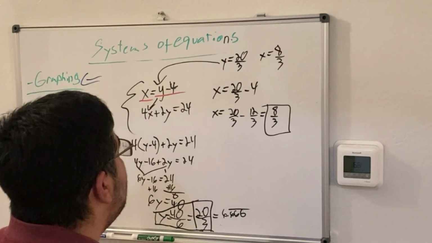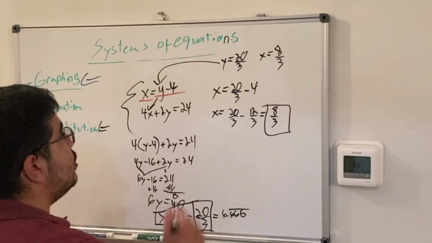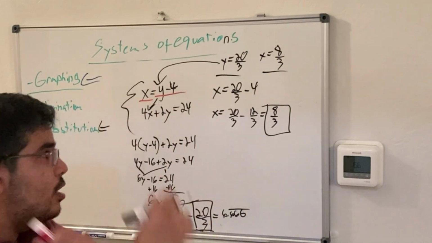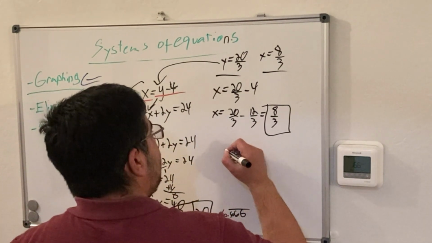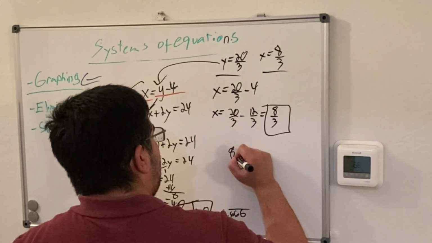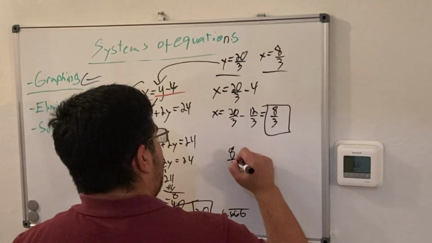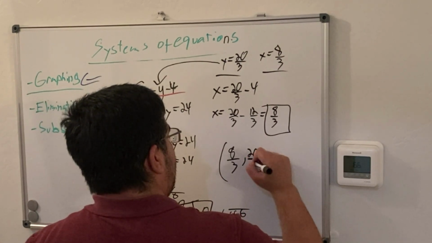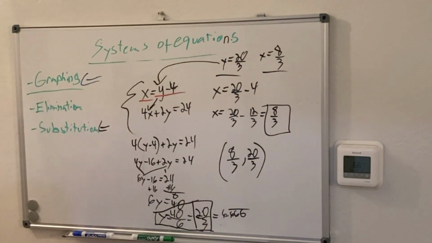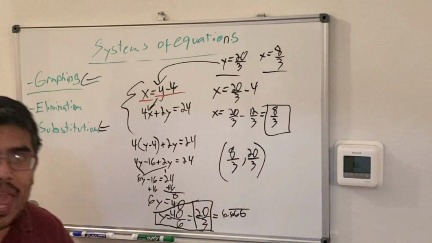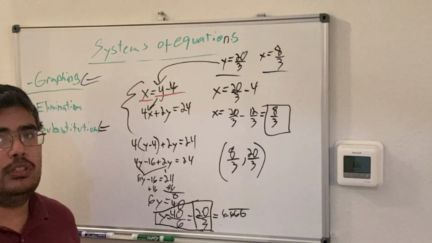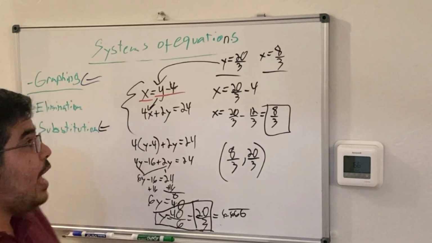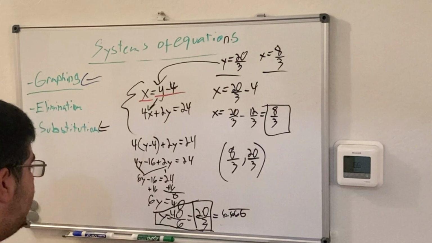Now we have the corner point. So where are the two lines going to cross? They're going to cross at the point 8 over 3, comma, 20 over 3. There's no way you'd be able to find that solution through graphing. That's the magic of the substitution method. Now we know how to substitute stuff. Let's learn how to eliminate.